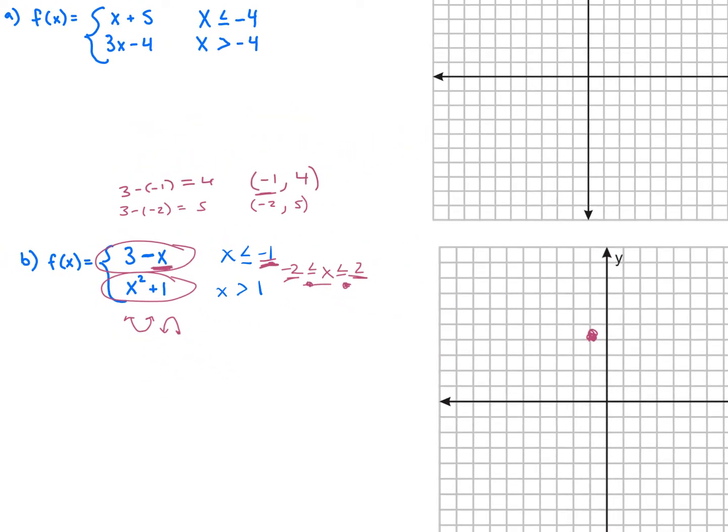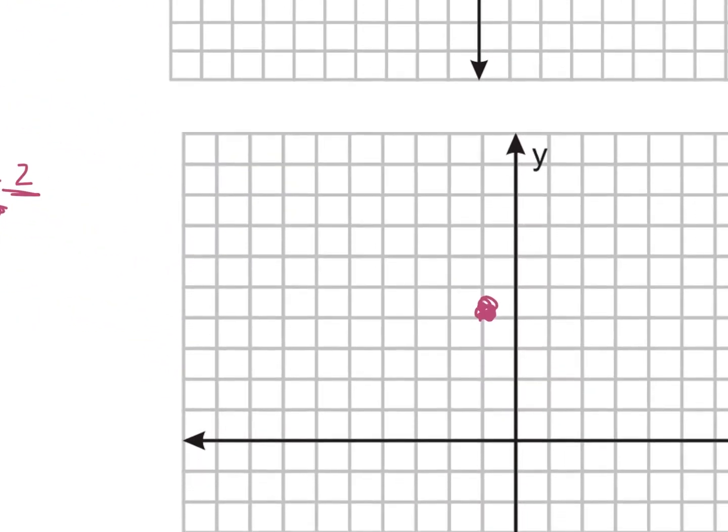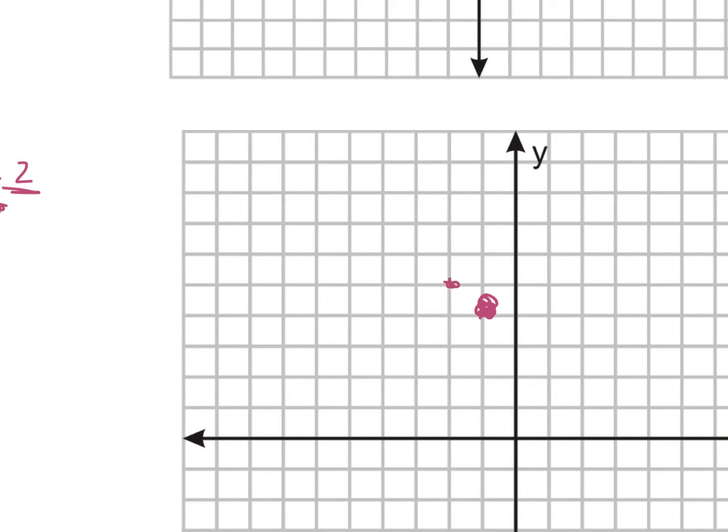All right, let's put our second point. So I plugged in -2 and got 5. So I go to the left 2, up 5. Since this is linear, I'm going to connect it with a straight line. So that's my first piece.